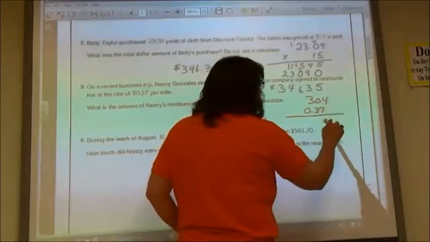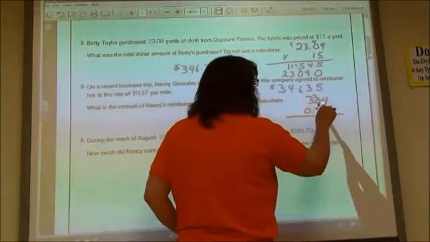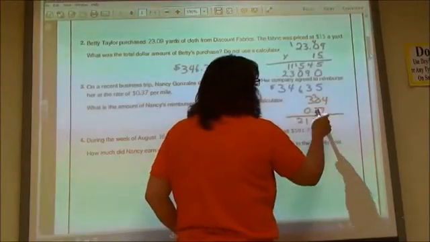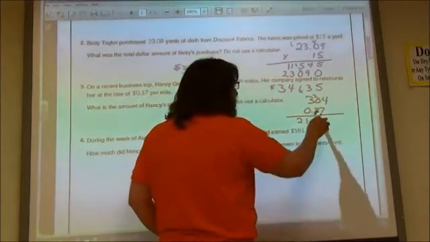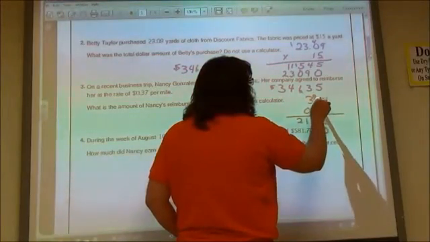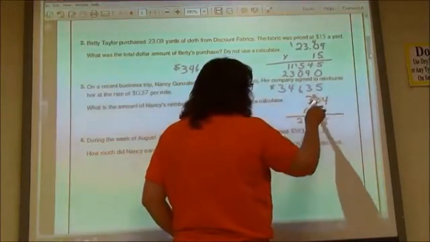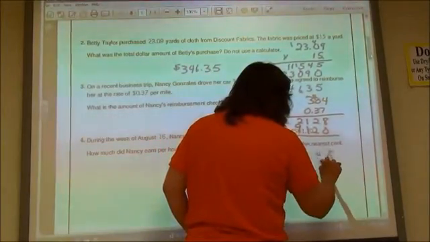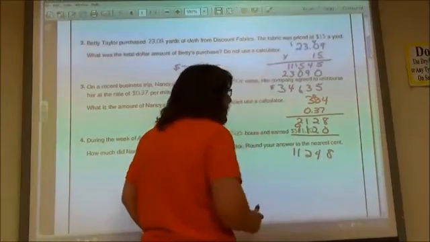So 7 times 4 is 28. 7 times 0 is 0 plus 2. 7 times 3 is 21. Move over a spot, so add a 0. 3 times 4 is 12. Carry my 1. 3 times 0 is 0, plus 1 is still 1. 3 times 3 is 9. And add. I get 8, 4, 2, 11.